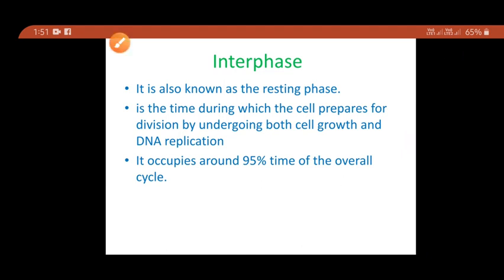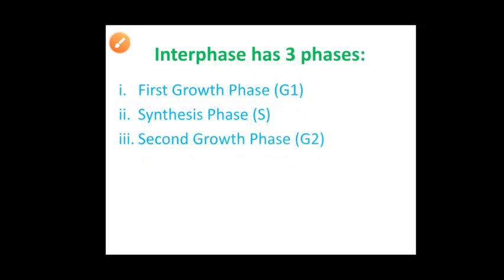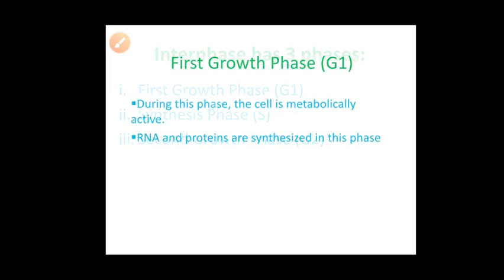So the next one is: interphase has three phases. That is the first growth phase, also known as the G1 phase, the second, synthesis phase, and the third, the second growth phase. So we are looking at the first phase, that is, the first growth phase.